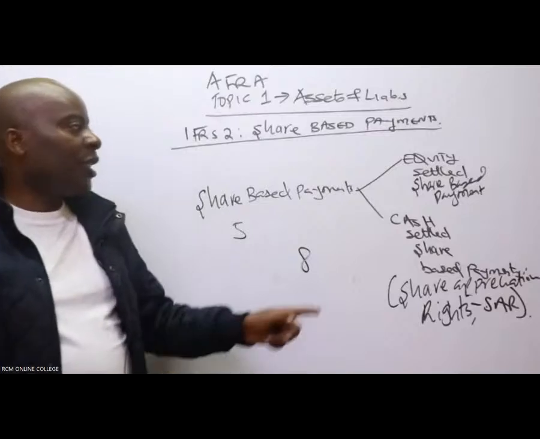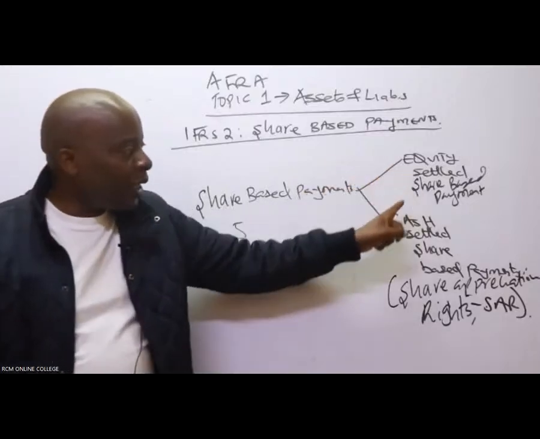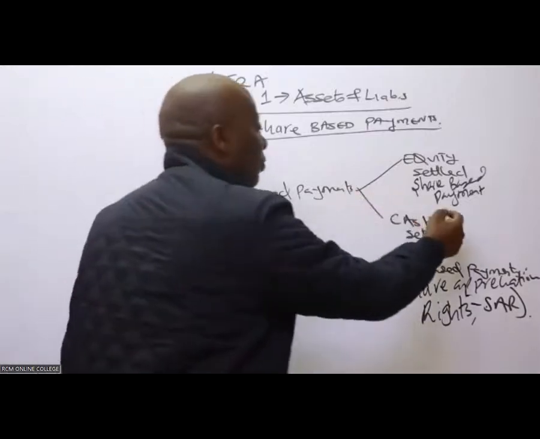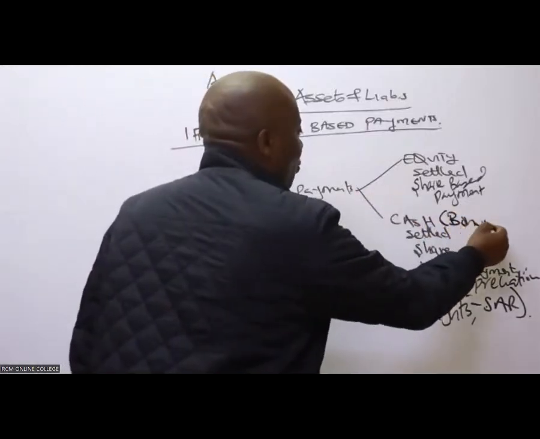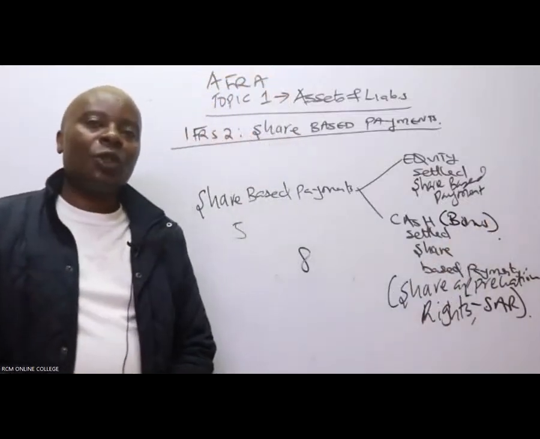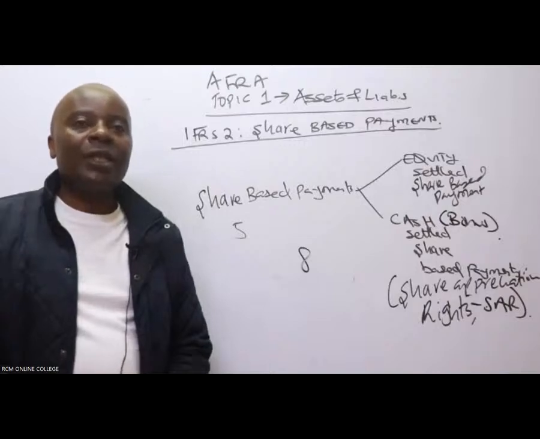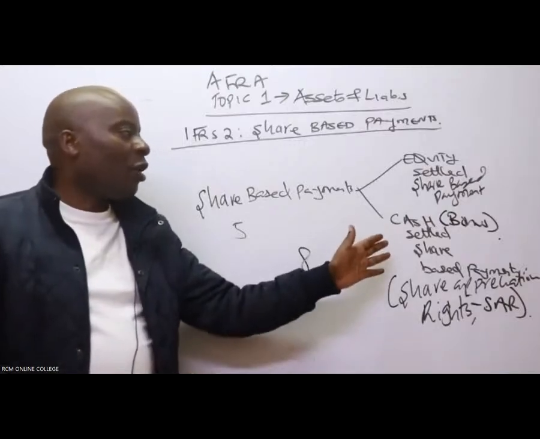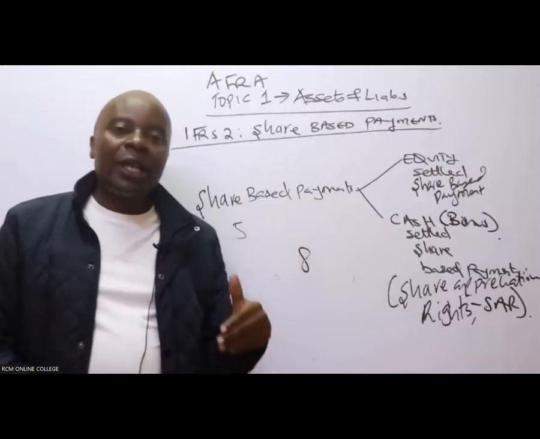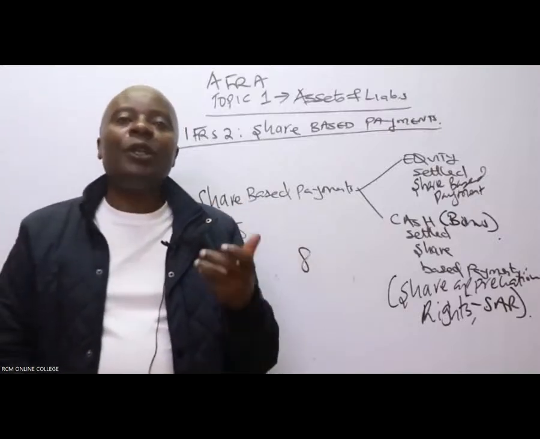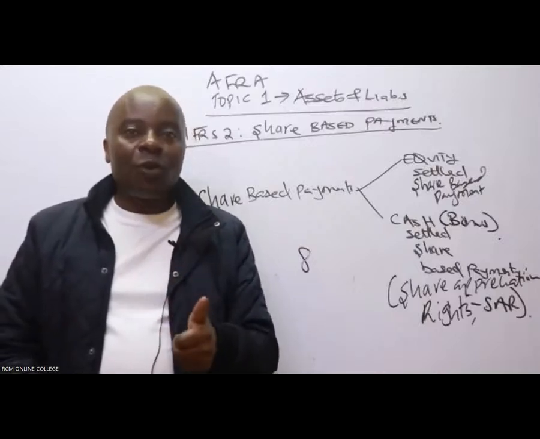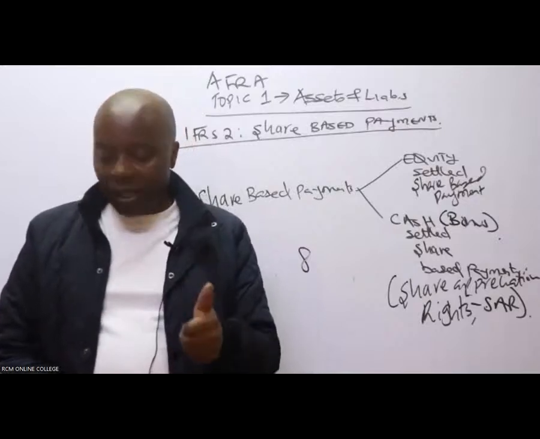So basically here we are giving you ordinary shares, and here we are giving you a cash bonus, cash settled share-based payments. So then the question that will arise here is, if you're going to give us cash, why are we accounting for this under share-based? It's because the bonus we are going to pay you is pegged on share price.